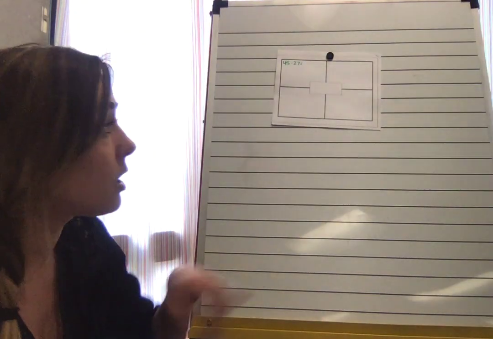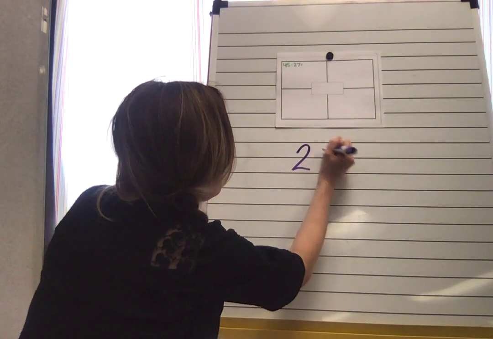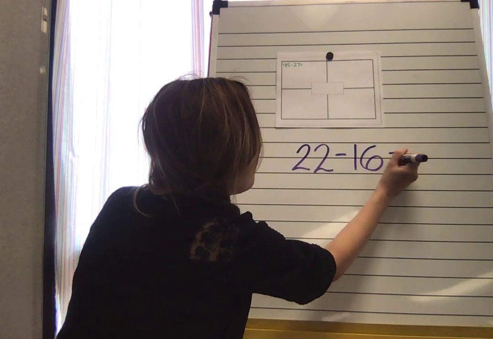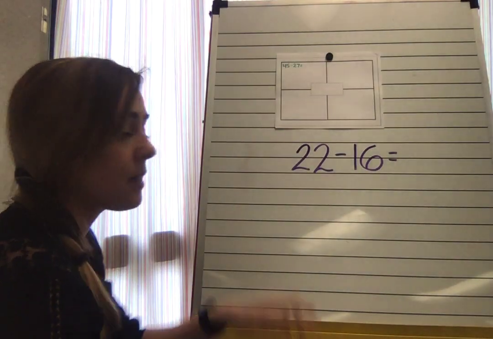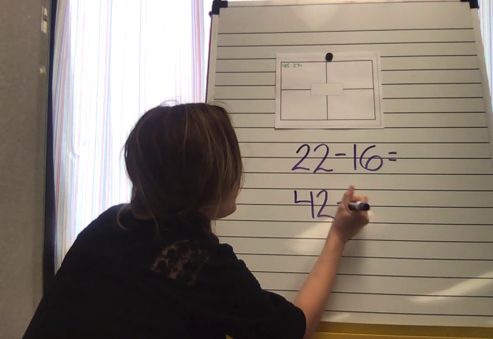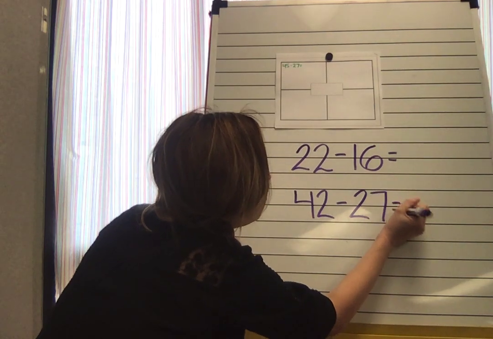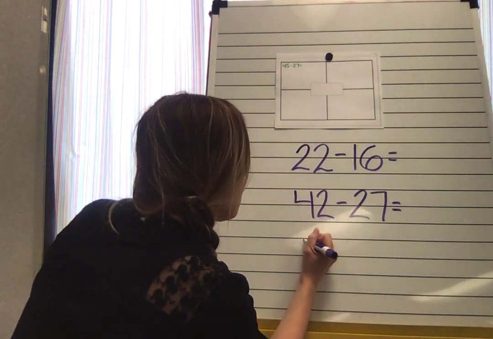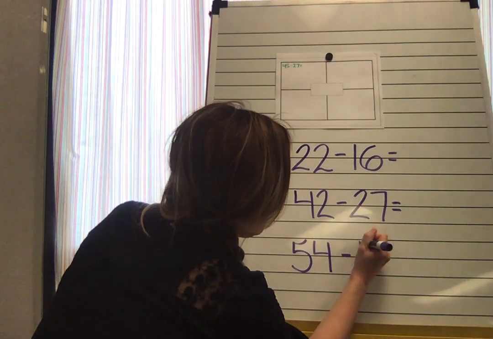So here are the 3 that you're going to do on your own in these 3 boxes. The first one is 22 minus 16. Okay, so you're going to write this in one of the boxes. The second one you're going to do is 42 minus 27. And then the last one you're going to do is 54 minus 19.